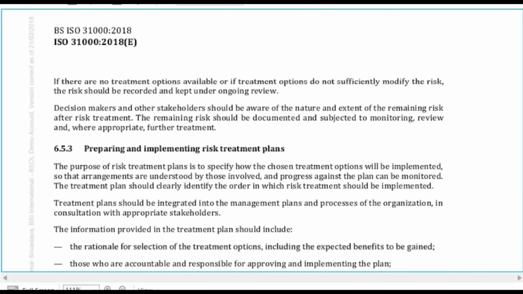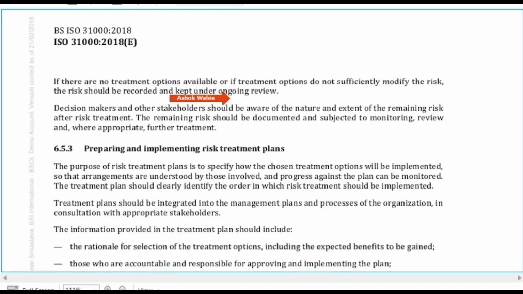Read the last thing. If there are no treatment options available, or the treatment options do not sufficiently modify the risk, the risk should be recorded and kept under review. So this is another option. We have tried our best, but still we cannot find any more controls to ensure that the cab drivers come in. So we must keep this process under review. This should be recorded, that we are living with this risk because of best efforts. Still, we have not been able to find a solution. So every time you may not be able to find a solution.